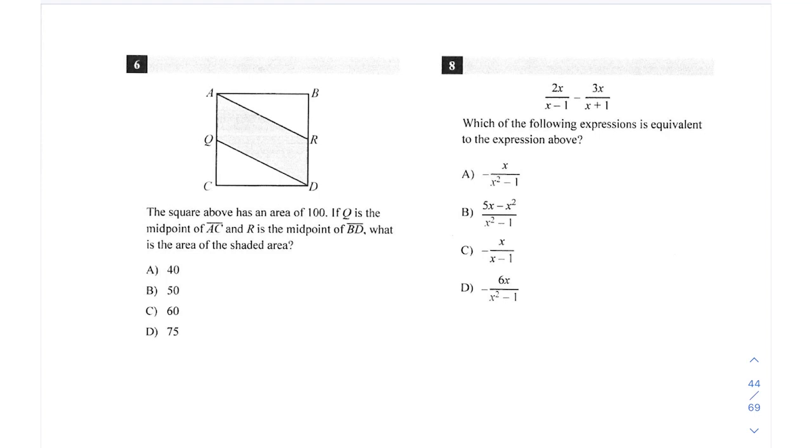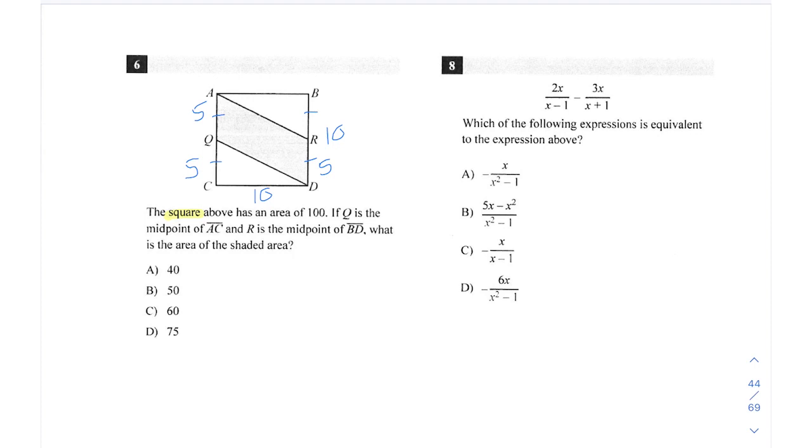On this question, we see a square, and they tell us it has an area of 100, which means that each side is going to be 10. The area of a square is side squared. So each side is 10. And then it says Q is the midpoint of AC and R is the midpoint of BD, which basically lets us know that each of those split each side in half. So we know that each of these would be 5 for each of those smaller portions that we see there.